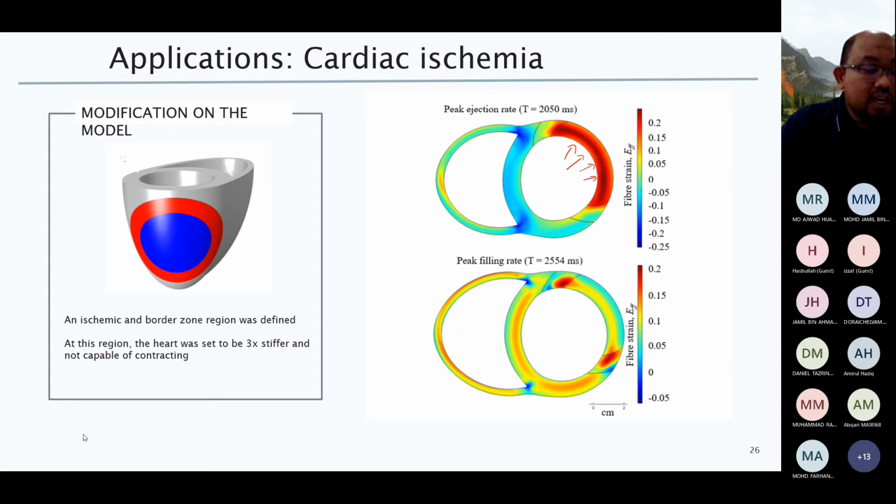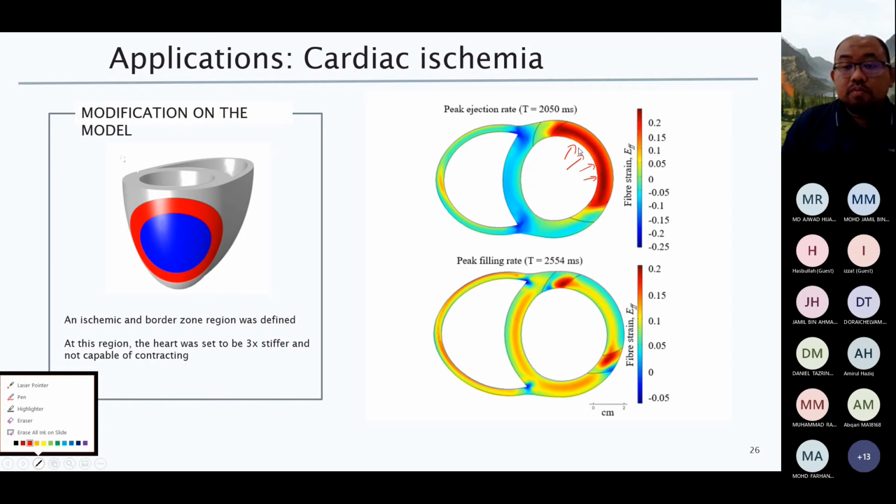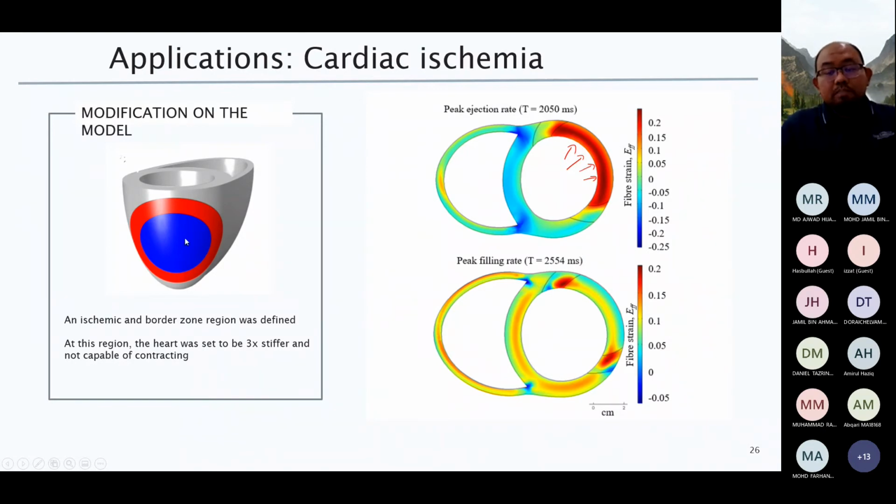So this phenomenon actually explains what clinicians have seen. We can see this pooling effect. Once it happens, it causes that region to expand and expand and expand. So it actually aggravates the situation of your heart disease. So this model actually explains what happened with this heart.